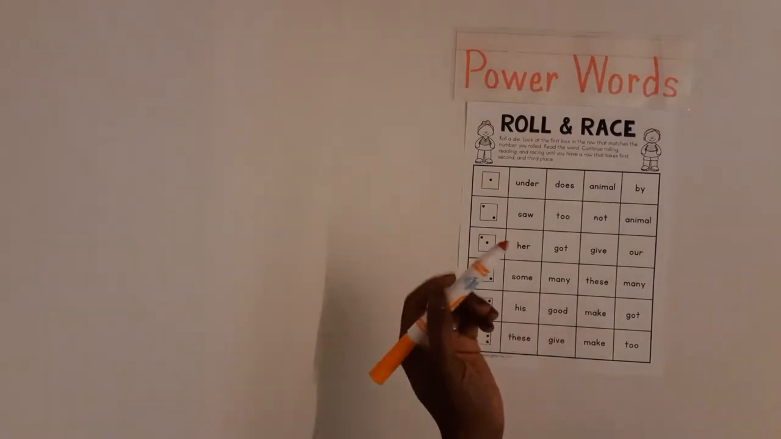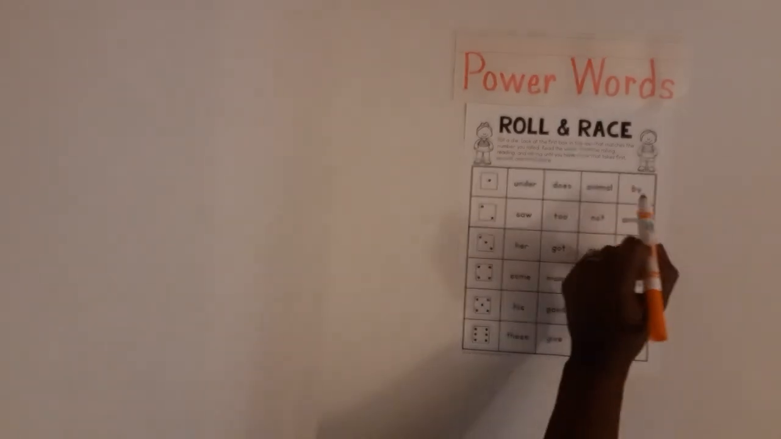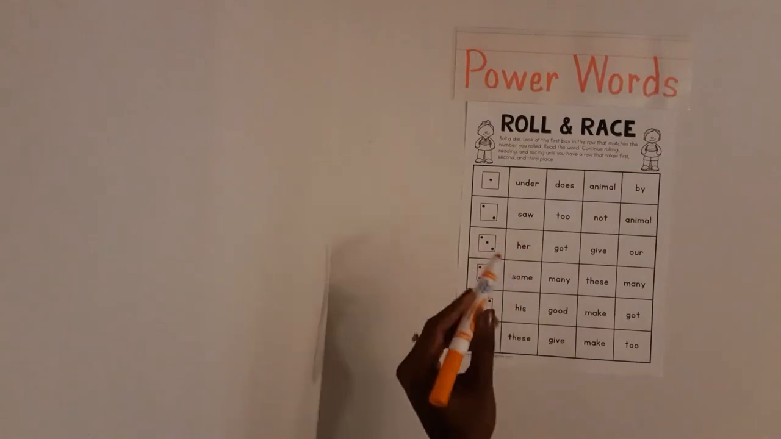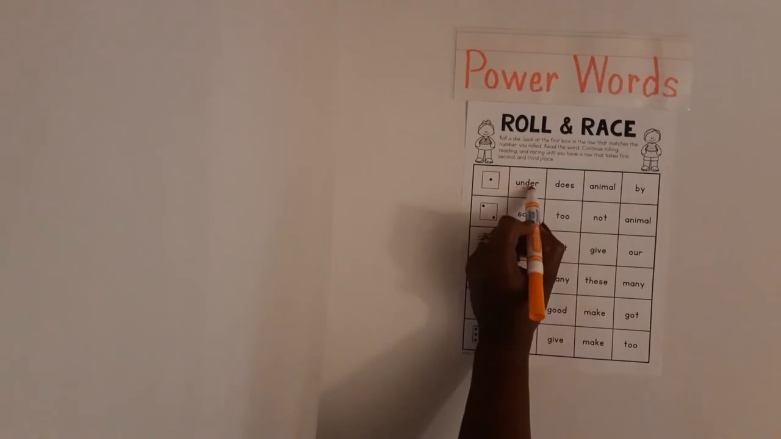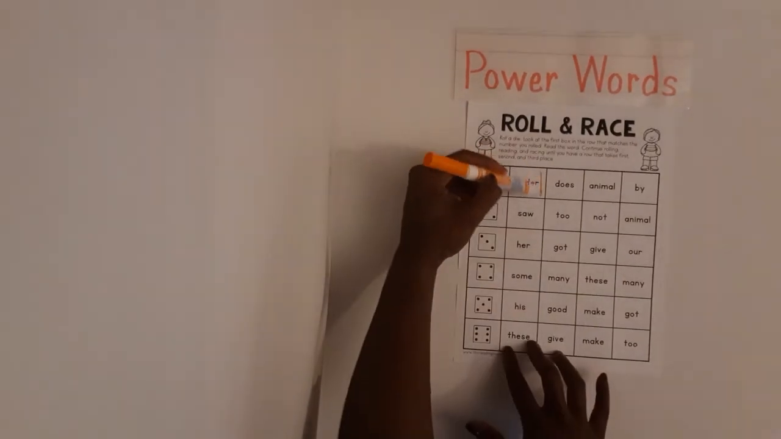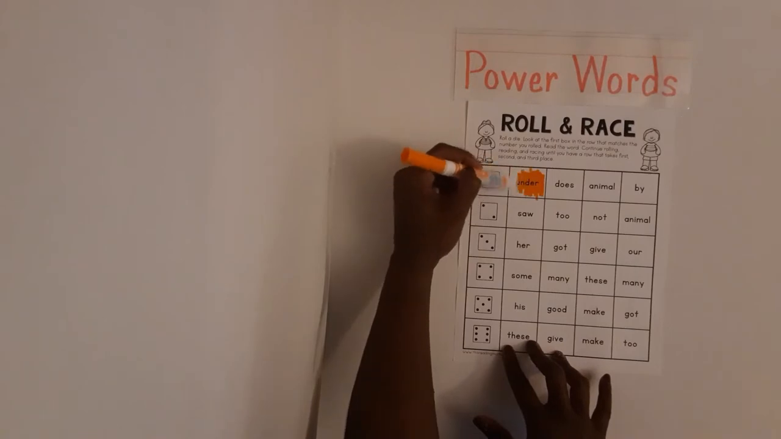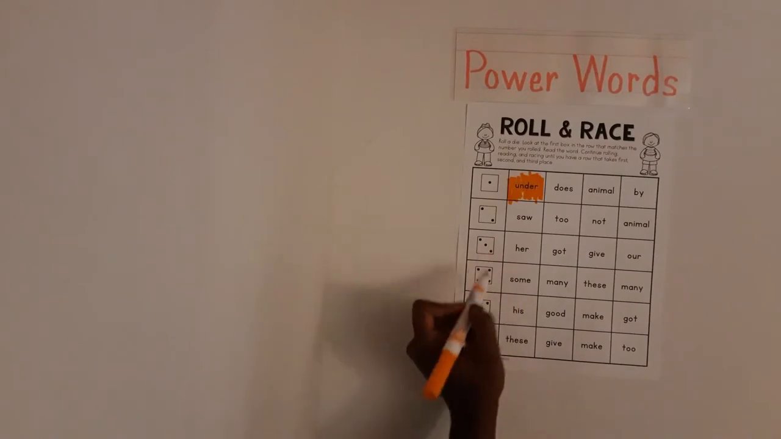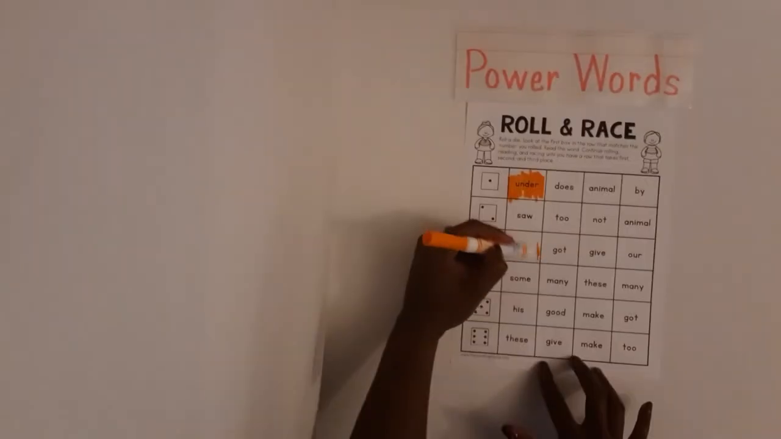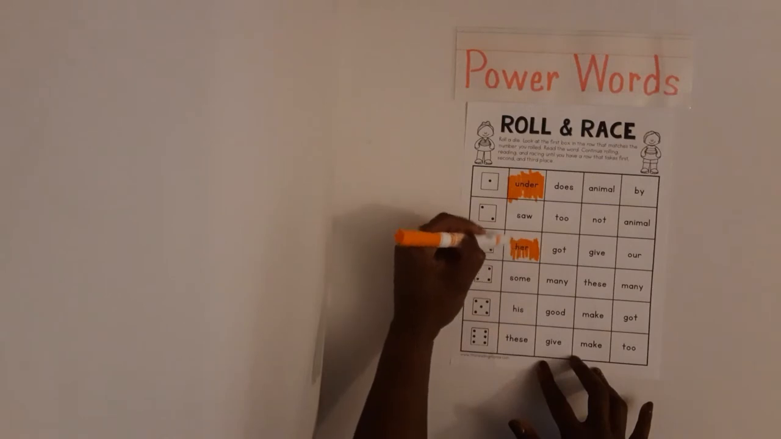So, now it doesn't say that you could color the box in, but that's just something that you can do to keep track of which row is going to come in first, second, or third. So if I roll a one, I'm going to say under, U-N-D-E-R, under. And then I would color that box in. And I'd roll the die again. And if I got a three, the word is her. I'd color that box in. H-E-R, her. And you just keep going until you get a row complete.